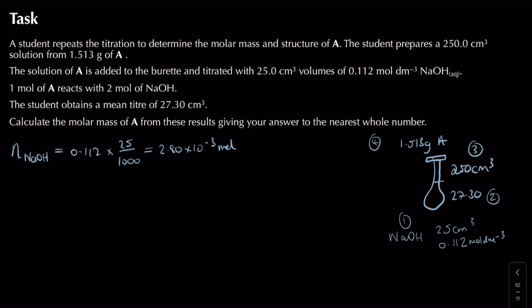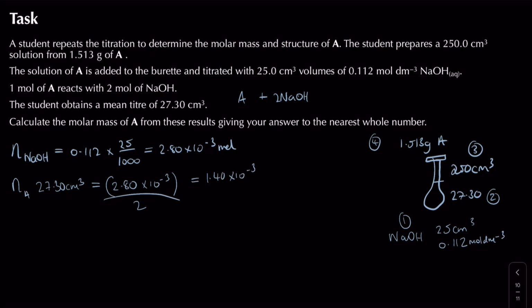Now we're told here we've got a 1 to 2 ratio, so we know in terms of A reacting with sodium hydroxide, we're going to have 2 moles of sodium hydroxide this time, so it's going to be flipped for 1 mole of A. So in that case, to find the number of moles of A, but we know it's going to be in a volume of 27.3 centimeters cubed, we're going to take, of course, the number of moles of sodium hydroxide, which is 2.80 times 10 to the power of minus 3. And then, of course, we're going to divide that by 2. So I divide all of that by 2, and I end up with 1.40 times 10 to the power of minus 3. And then, of course, that's going to be moles again, isn't it?